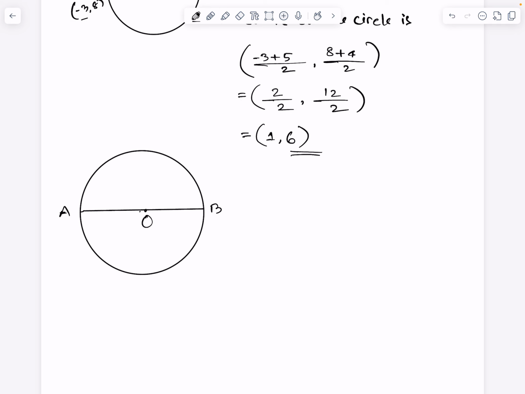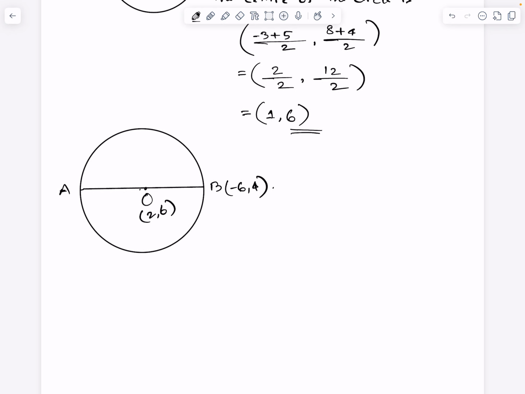Now this time the center of the circle is 2 and 6, and let's say we know one endpoint of the diameter, which is -6 and 4. So what we have to do is find the other endpoint of the diameter. Let's say the other endpoint of the diameter is X and Y, or you can say A and B. So we are going to say the coordinate of A is A and B.